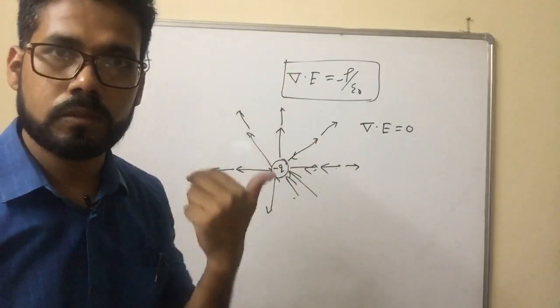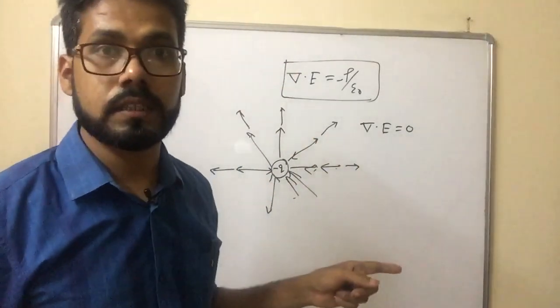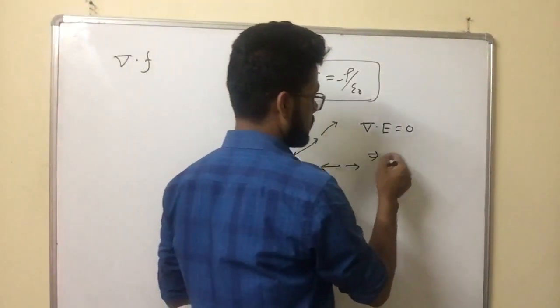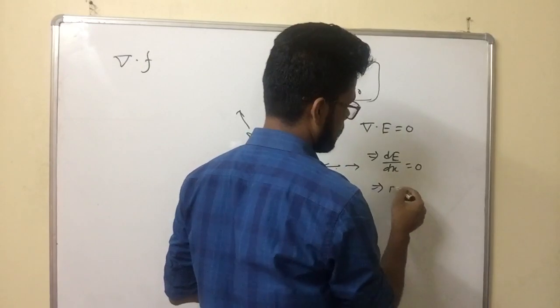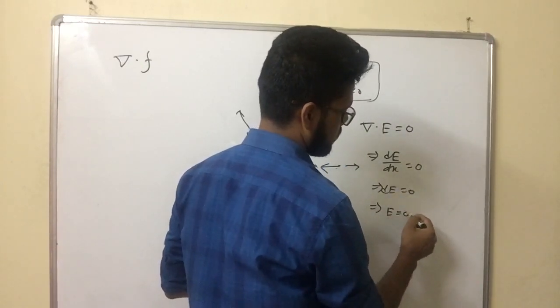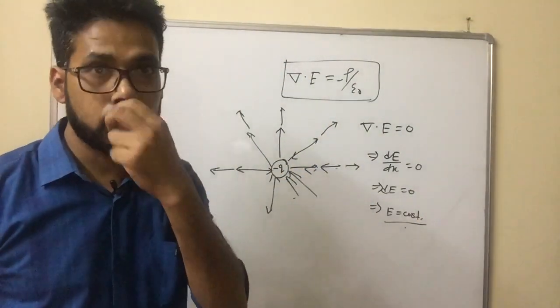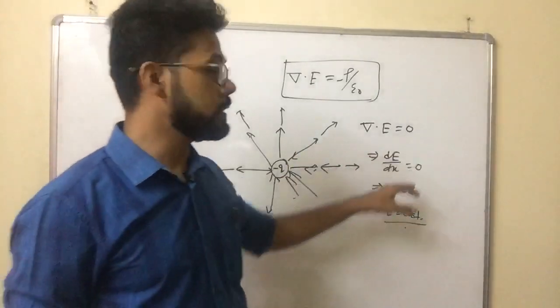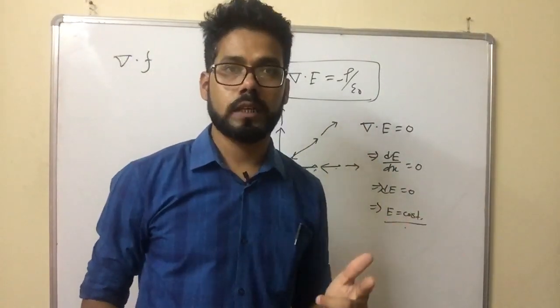But in the case of divergence of E equal to 0, that means there is no outward flux, no inward flux, no source. But it does not mean that the electric field is 0, because in one dimension dE by dx equal to 0 means E is equal to a constant. The constant may be 0, may not be 0; we don't know. So divergence of E being 0 means the electric field may not be 0, but the source is not there.